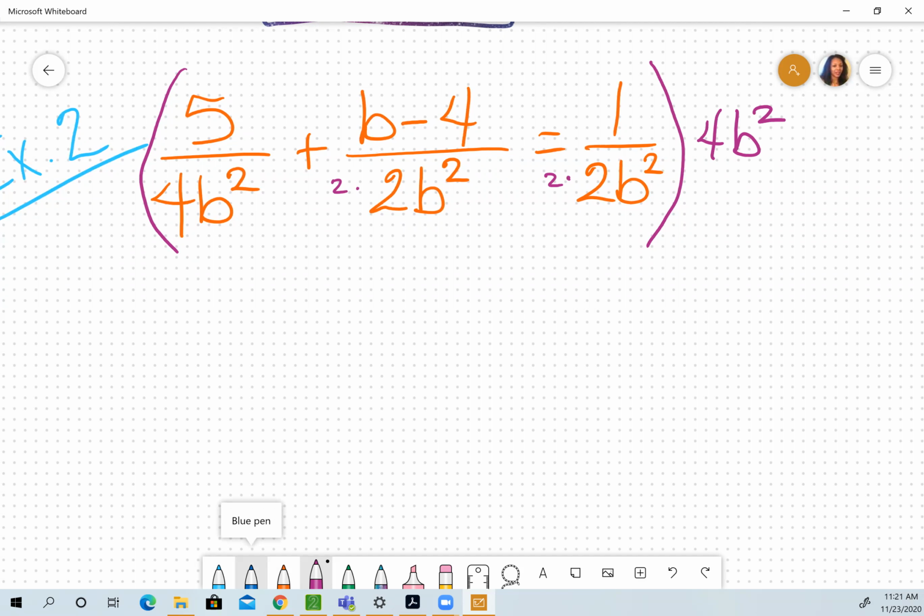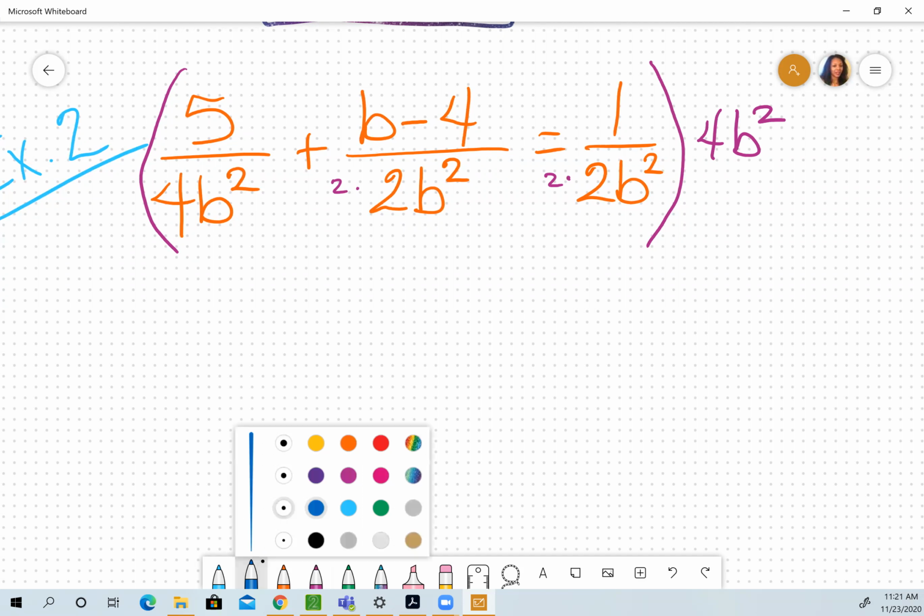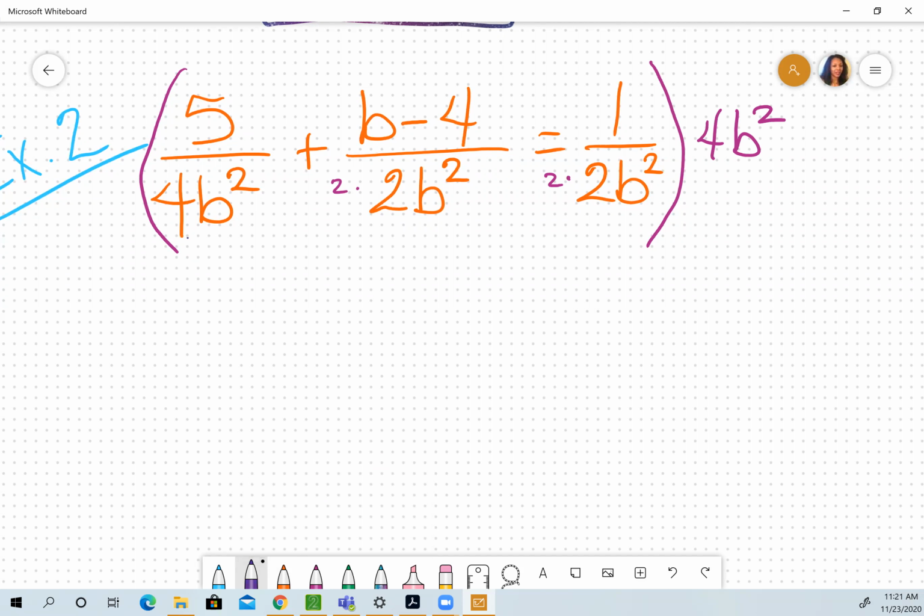So what I see is 4b squared and 4b squared. I can cancel those out and I'm left with just 5 here. Now this one, I need to see 4b squared divided by 2b squared.